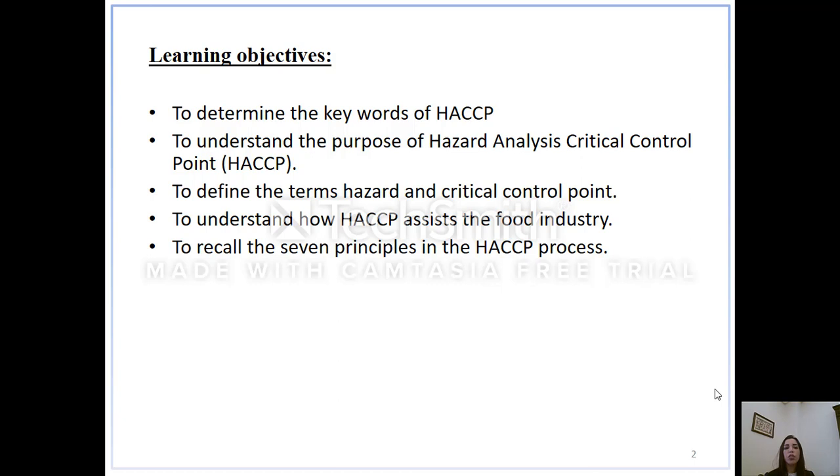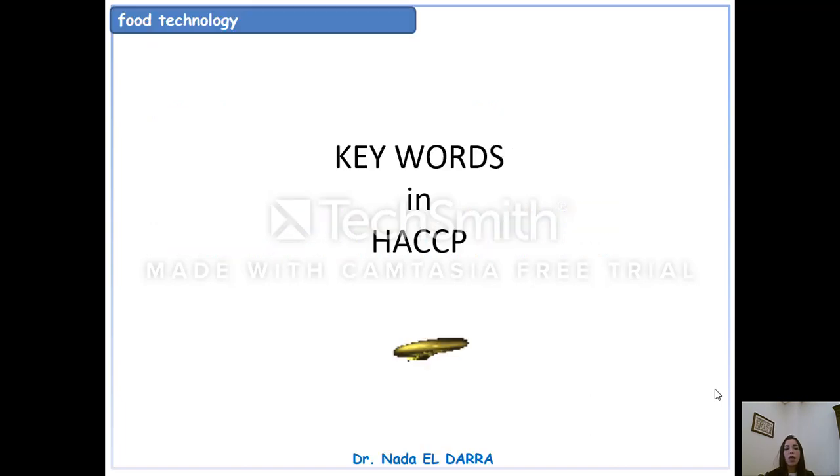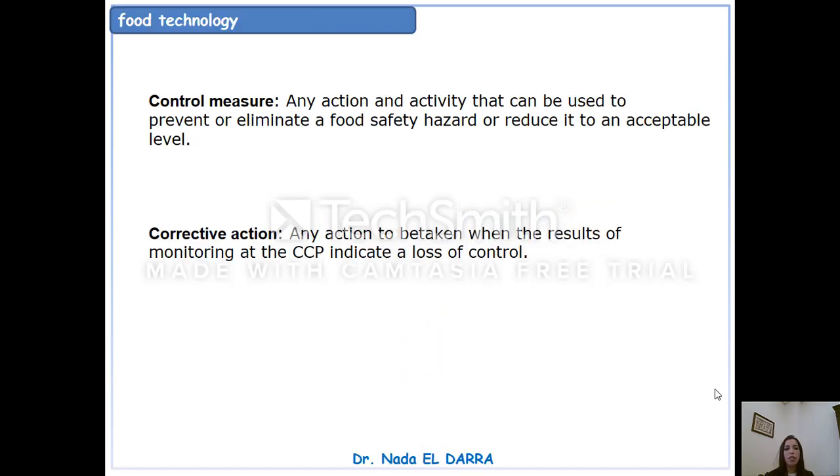In this lecture, we'll determine some keywords of the HACCP. We will better understand the purpose of a HACCP system. We will define the CCP, how HACCP can assist food industries, and we will recall the 7 principles in the HACCP process. I will start with some keywords in the HACCP system.